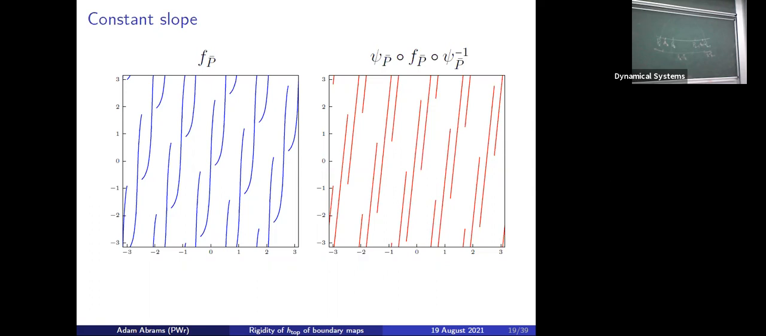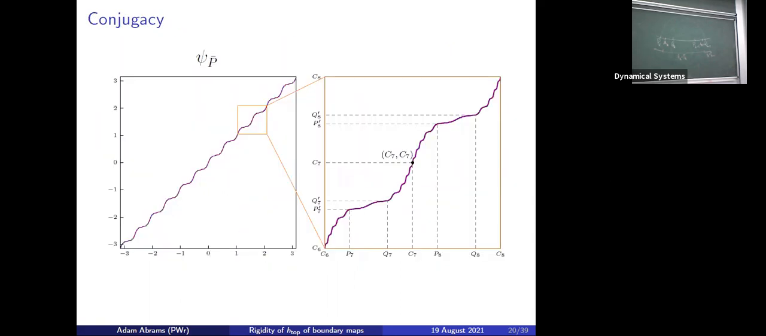So this picture, we kind of expected this picture to look the way it does. My co-authors and I were kind of surprised when my computer program finally successfully drew the map that conjugates them. It looks like this. So it's a devil's staircase, sort of like a Cantor function, where you have continuous but zero derivative almost everywhere.